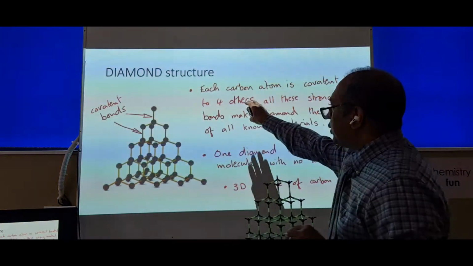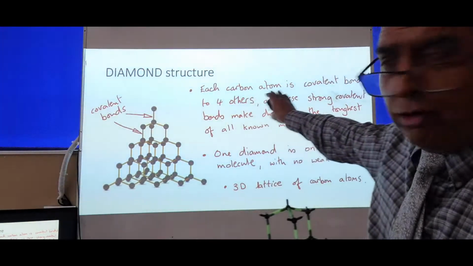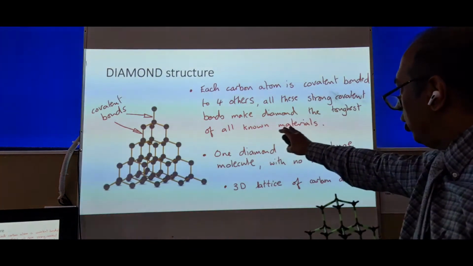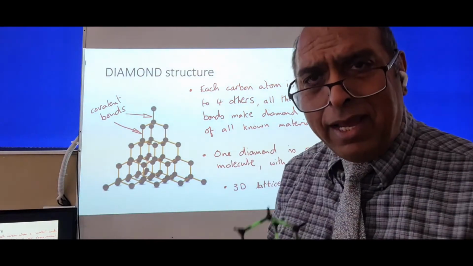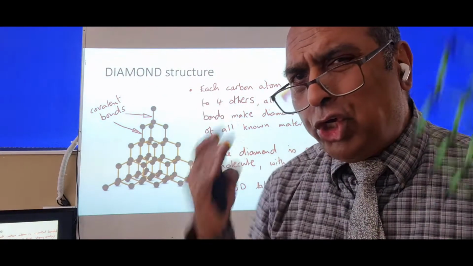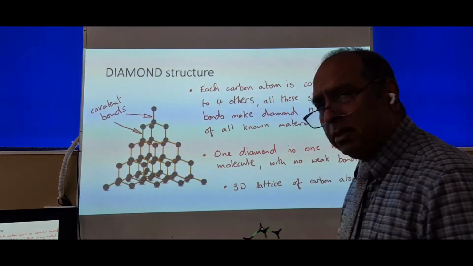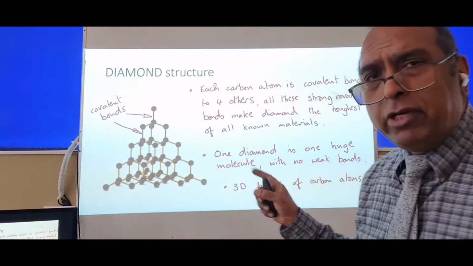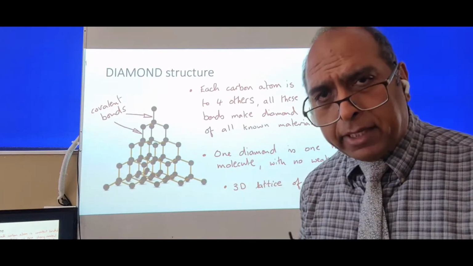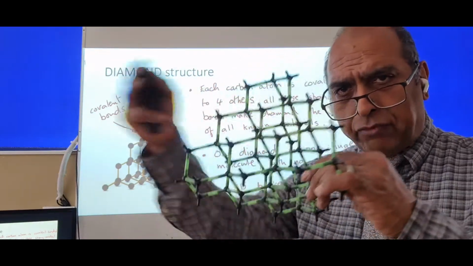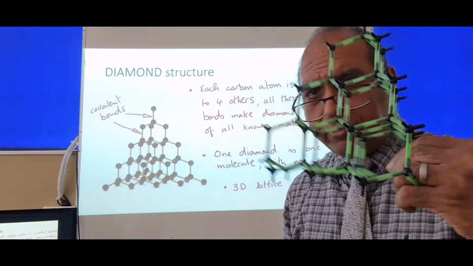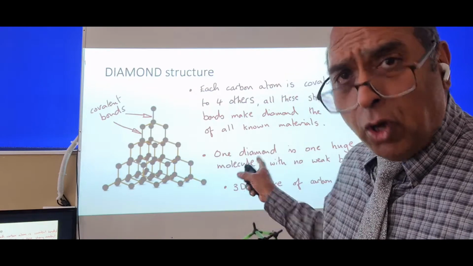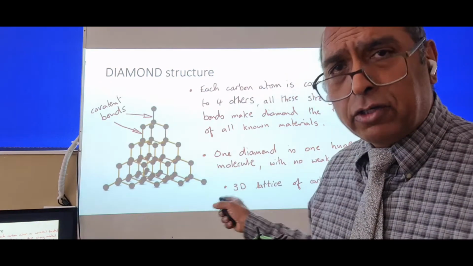Look, each carbon atom is bonded to four others, covalent bonds, all strong bonds, making diamond the toughest of all known materials. One diamond is therefore one huge, gigantic molecule. And there's no weakness anywhere. That's what makes it so tough. Three-dimensional lattice of carbon atoms. Remember that word lattice? Just a three-dimensional repeating pattern. That is definitely three-dimensional, it's repeating, etc. So, you need to know that structure. For diamond, you've got to know that structure.